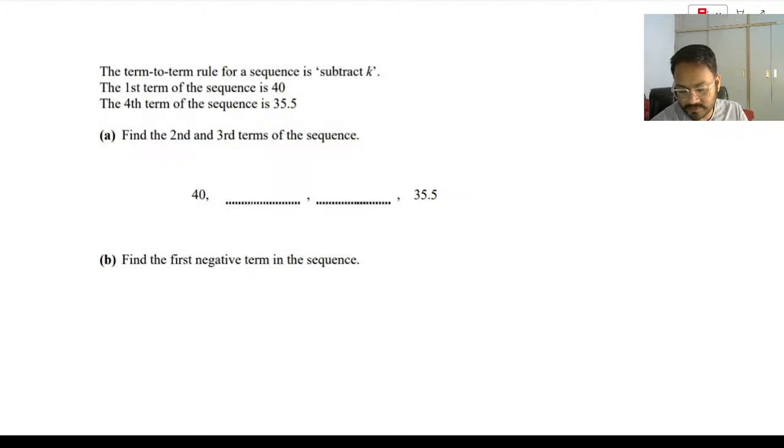Just recall what are the answers. Labdi got the answer minus 1.5. Okay. And Lekhansh is saying 38.5 and 37. Okay. So let's see what we have done. Now see. So basically the difference between these two terms will be subtract k. And the difference between these two terms will be subtract k. And the difference between these two terms will be subtract k.